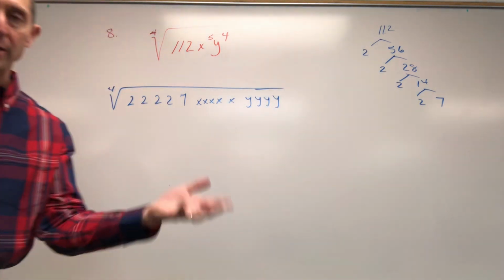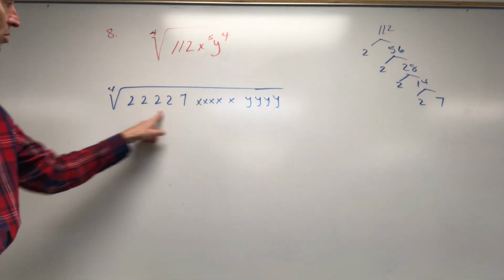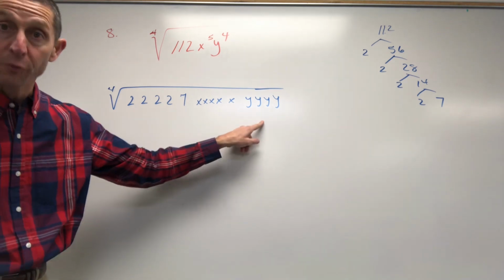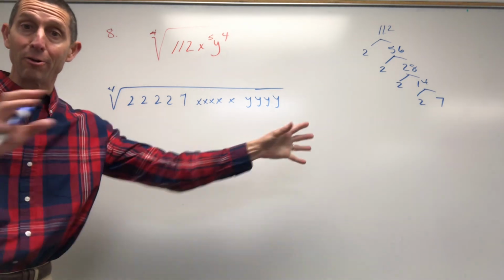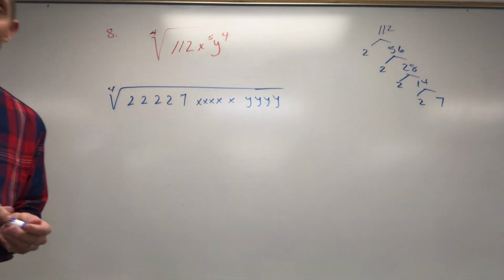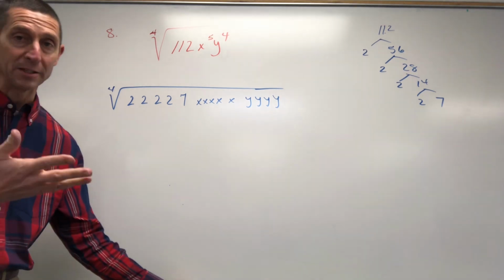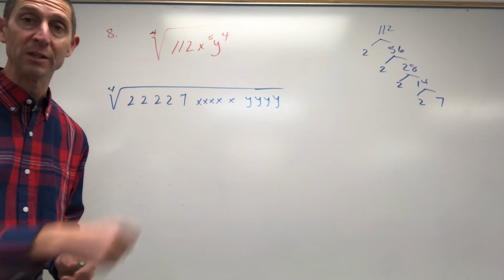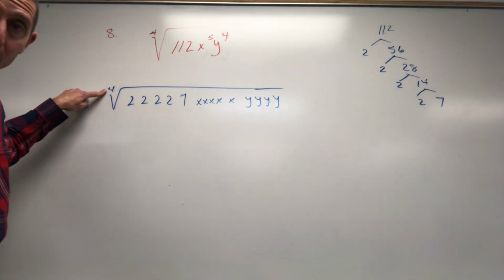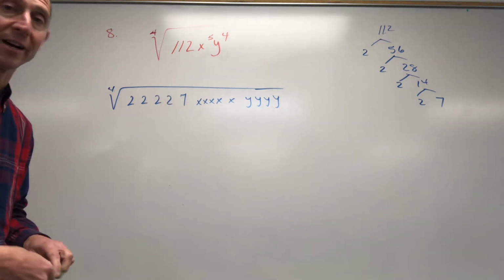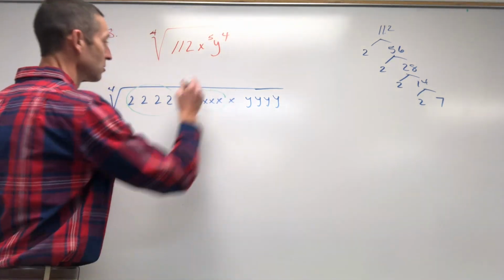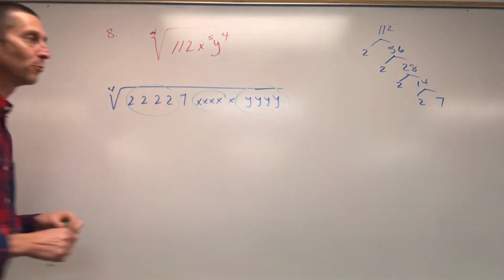All right, so spell out your 112. It's a whole bunch of 2s, 7 on the end. You have 5 x's, you have 4 y's, and it's all right there in front of you. Again, this one's a little different. We had square root, we were trying to find 2 of a kind. We had cube root, we tried to find 3 of a kind. Now we've got fourth root, 4 of a kind. So groups of 4. Here's a group of 4, here's a group of 4, here's a group of 4.